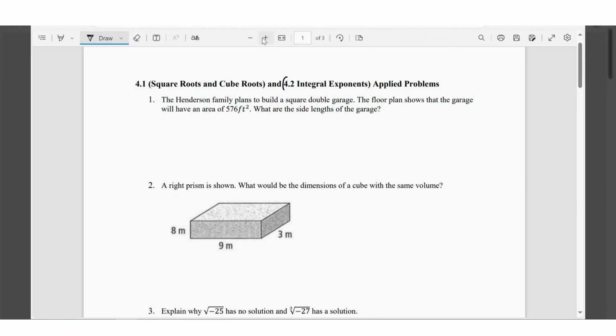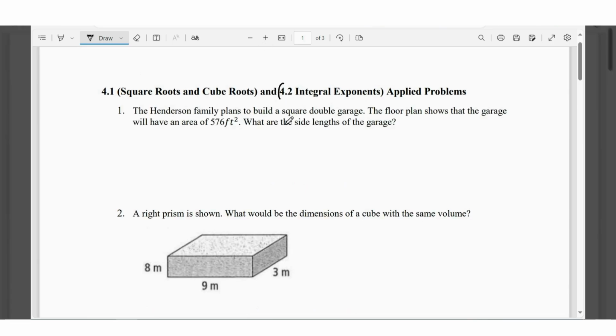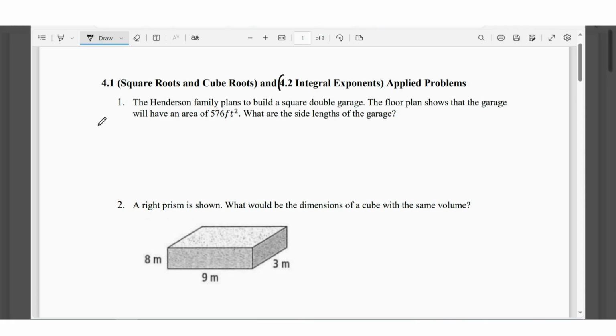4.1, as you'll recall, is about square roots and cube roots. And in 4.2, we've been spending a lot of time on integral exponents, so that's our positive and negative exponents. And so here are some word problems. There's some from 4.1 and some from 4.2. And in the textbook questions, I'll get you to do both.